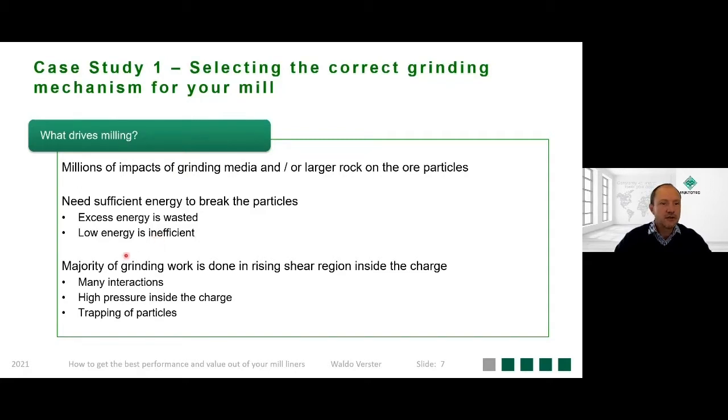Also based on the last few slides, the majority of grinding work is done in the rising shear zone inside the mill. There are many interactions. It's a high pressure zone because the whole charge level acts on that area inside the mill, and the particles are trapped. So they've got nowhere to go. Extremely efficient grinding taking place in that rising shear zone.